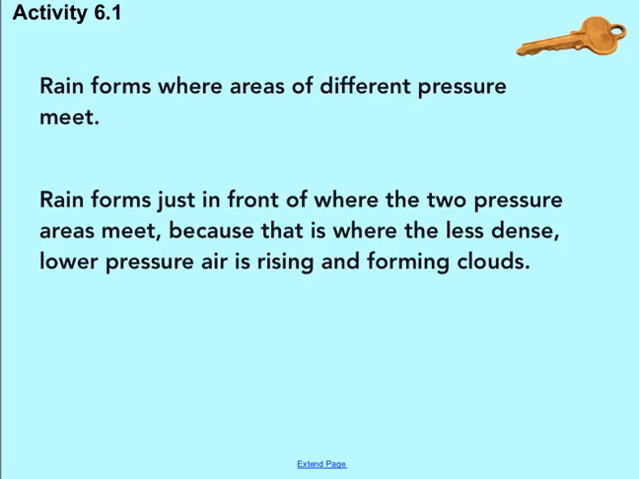So here's a couple of key facts. Rain forms where areas of different pressure meet. So this is typically going to be a cold front or a warm front, possibly a stationary front, and even an occluded front. Now rain forms just in front of where the two pressure areas meet because that is where the less dense, lower pressure air is rising. And as it rises, remember, it cools off. The moisture, the humidity in the air will condense, it'll form clouds, and then pretty soon you're going to have precipitation going on if there's enough lift.